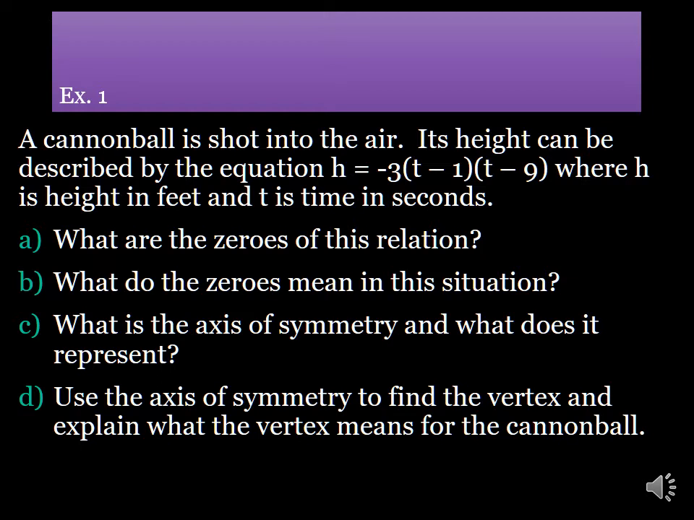So I'm going to do all the solutions on the next slide. You can just do them underneath on your note. So I'm just going to rewrite the equation. H equals -3 times (t minus 1) times (t minus 9).